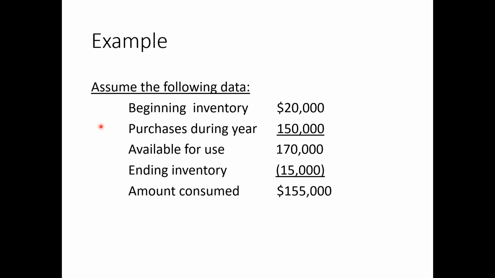Let's see this one. The following information is given for inventories. Beginning inventories 20,000. Then new purchases 150,000, so we have 170,000 available. Then we consumed some and end up with 15,000. Then we do the calculation: the amount consumed during this period is $155,000. Let's see how we record all these transactions.